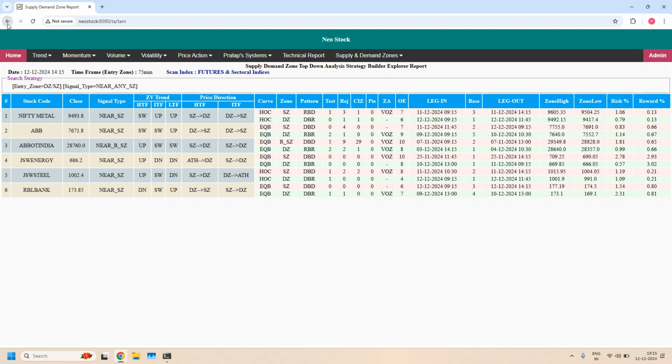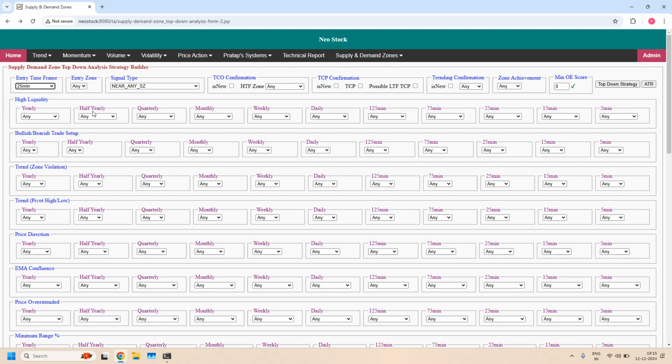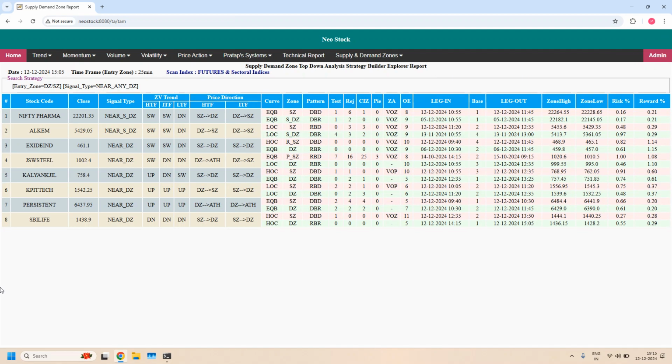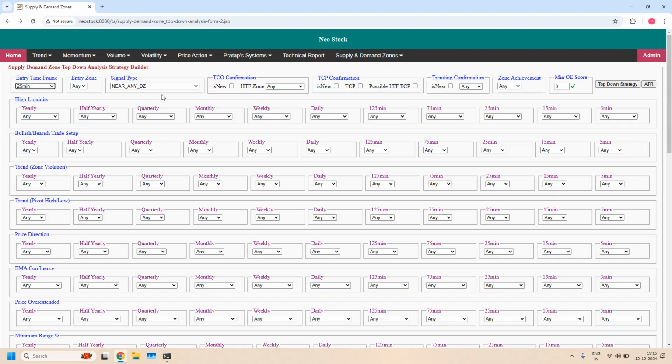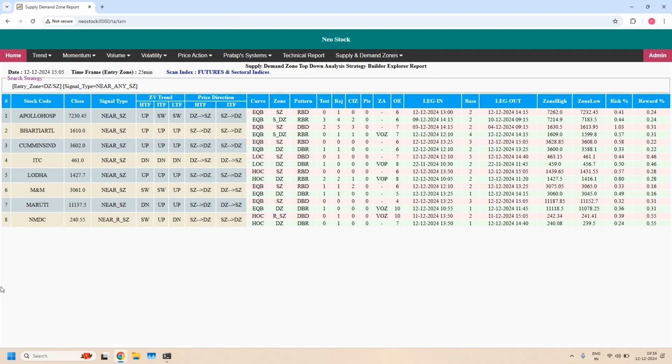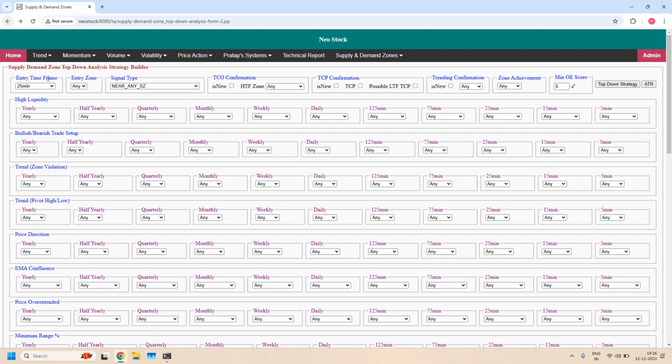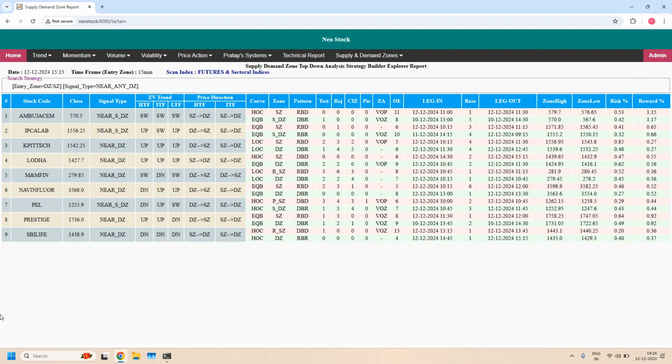Okay, the next time frame is 25 minutes. Stocks near 25 minutes demand zone. 8 stocks are filtered. Next 25 minutes time frame, stocks near 25 minutes supply zone. We got again 8 stocks. Okay, next time frame is 15 minutes. Stocks near 15 minutes demand zone. We got 9 stocks.